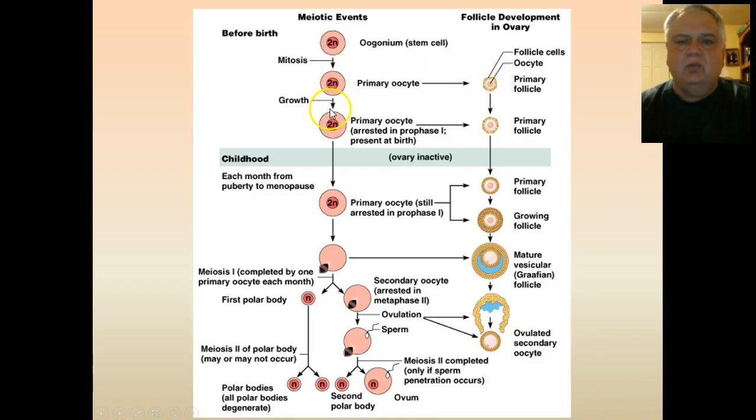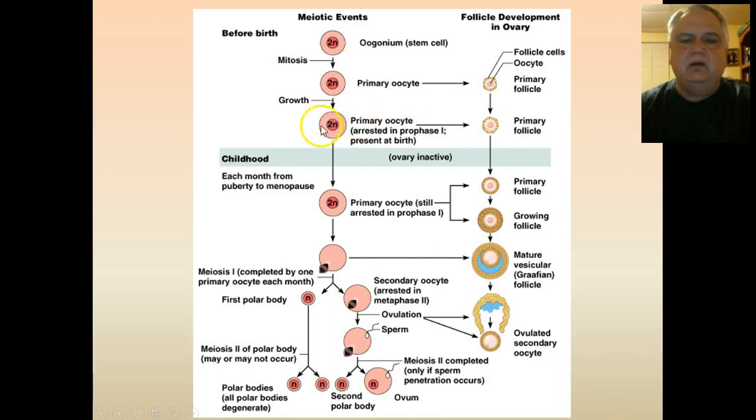The oocyte now will begin to grow. It'll begin to get larger. And now it will be arrested in prophase 1 at birth. And so now here's our primary oocyte. And now we can see the follicle is maturing. So we might say, even though it shows like a single layer, this might be 2 layers of cells. We'd call it a primary follicle.